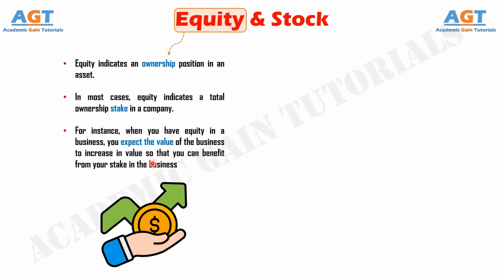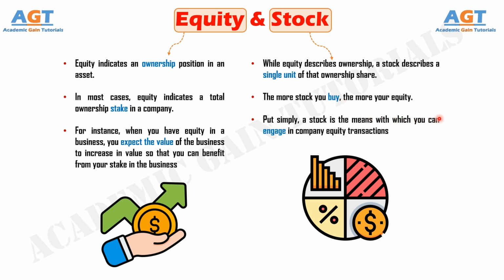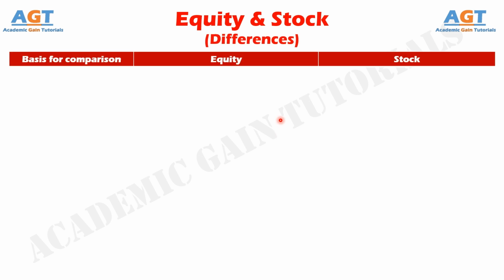On the other hand, while equity describes ownership, a stock describes a single unit of that ownership share. The more stock you buy, the more your equity. Put simply, a stock is the means with which you can engage in company equity transactions. So, let's look into the basic differences between equity and stock in a tabular form.